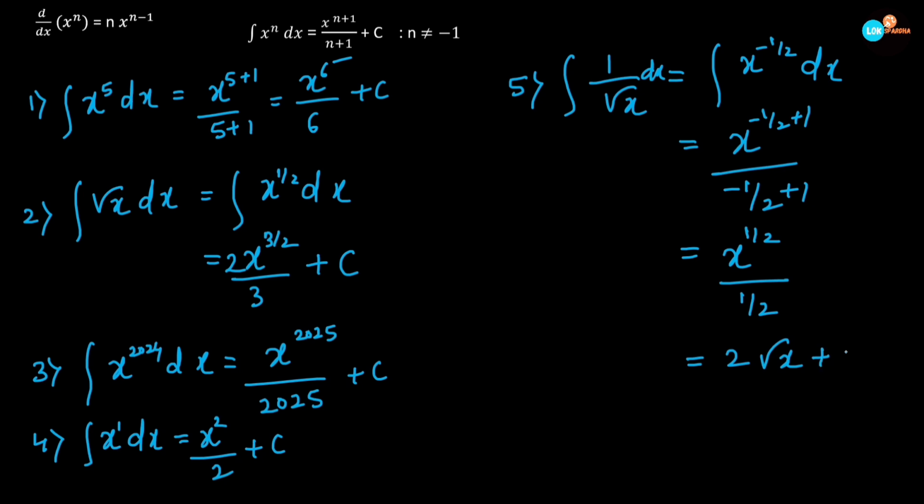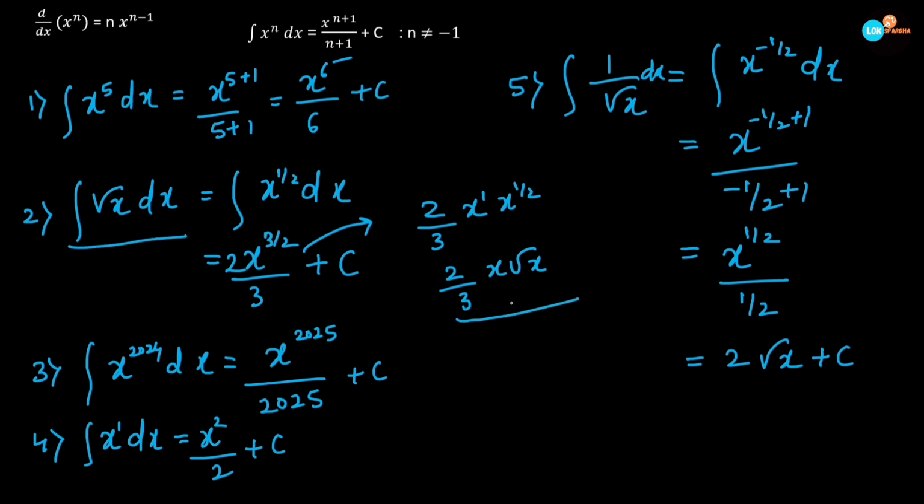And plus c is there always. And here this can be written as, this is also an identity. We can write it like this. So 2 divided by 3 x to the power 3 by 2 can be written as x to the power 1 times x to the power half. So that gives you 2 by 3 x root x. So integral of root x dx is 2 by 3 x root x. So this is also an identity. We have to remember it.